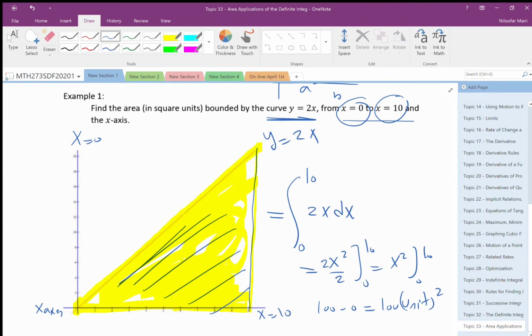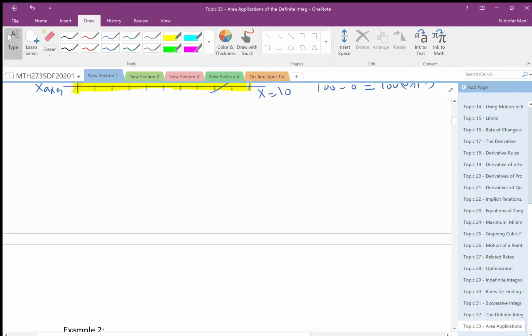Because I don't have it in the question. The question just gave me 0 to 10. It has to give me 0 centimeter to 10 centimeter. Okay? So when I find the integral with boundaries, I am finding the area under the curve.